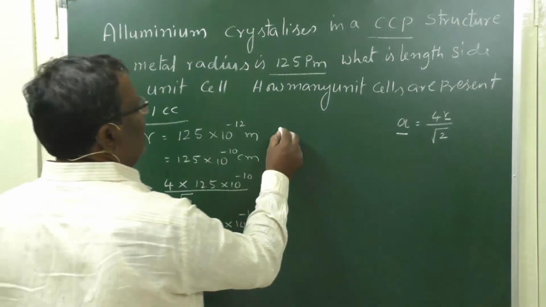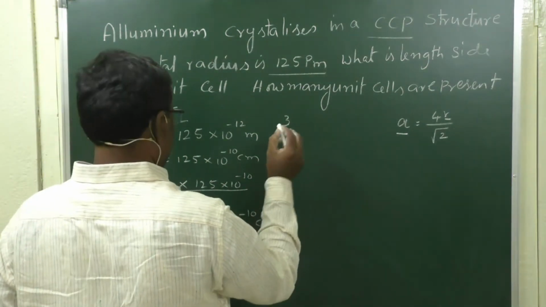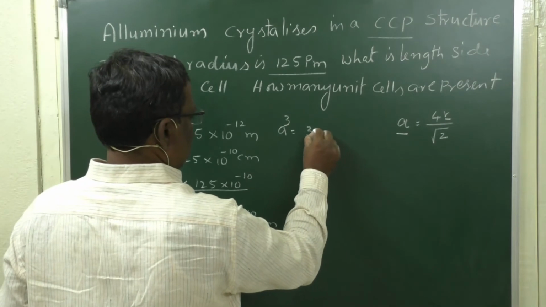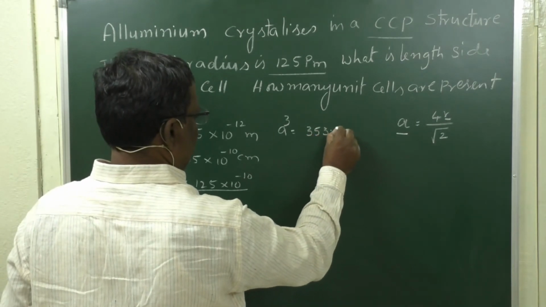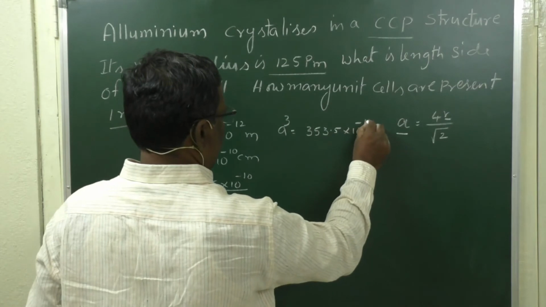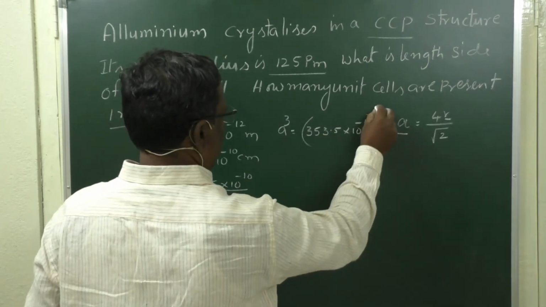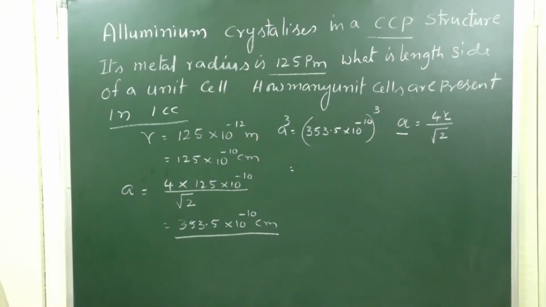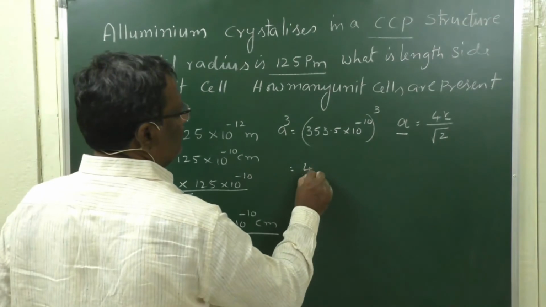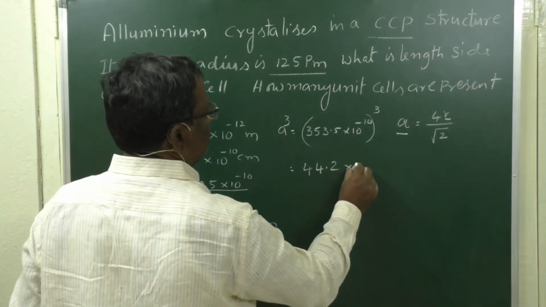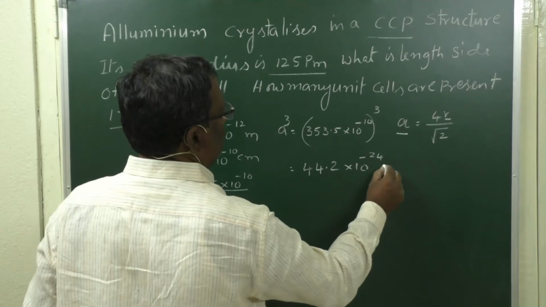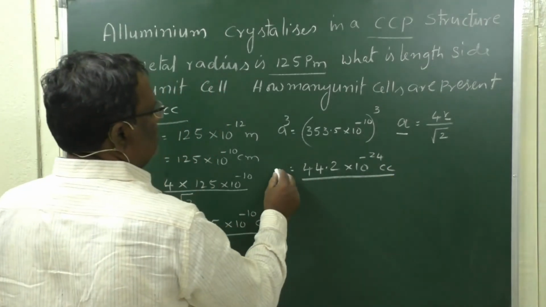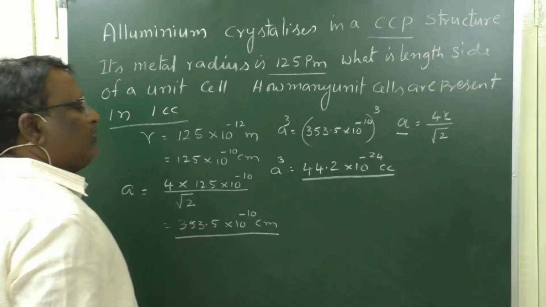Volume of the cube is A cube. So, A cube is equal to 353.5 into 10 to the power minus 10 whole cube. On simplifying this, we get 44.2 into 10 to the power minus 24 cc. This is A cube, the volume of the cube.